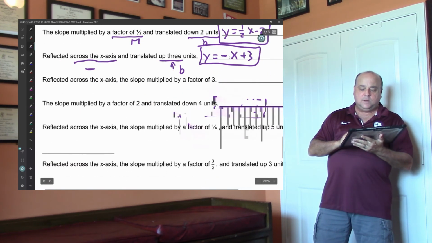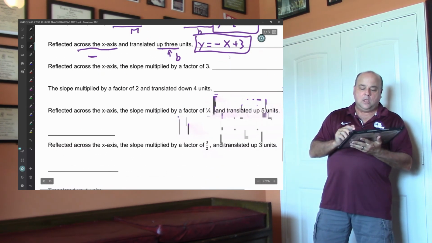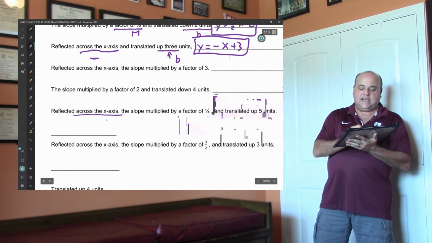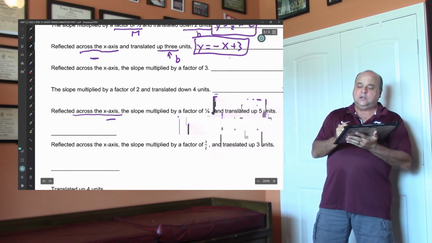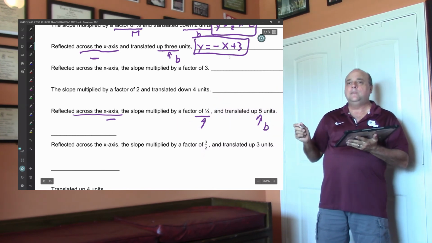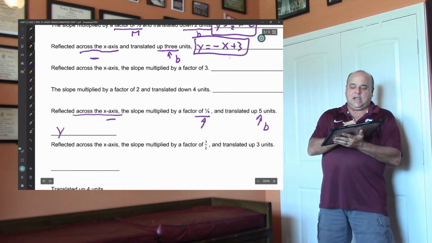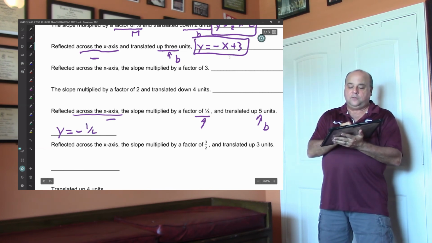Let's go down to this one. Okay, it's reflected across the x-axis. That means I'm going to have a negative slope of 1/4, and then this is going to be my b in it. So I'm going to write down y equals negative 1/4 x, and then up 5 is +5.